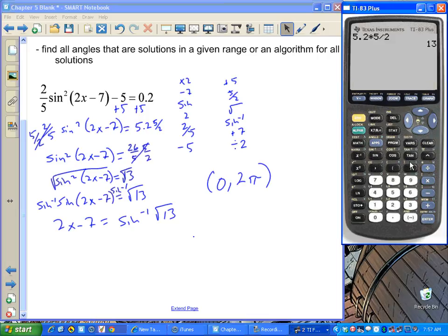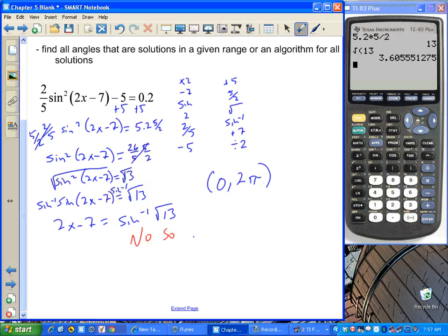I do get 13. Yeah, this one's not working because you can't take the sine inverse of a number that's bigger than 1. And square root of 13 is bigger than 1. It's like 3 point something. Okay, so let's just change this. If you ever get this, you just say no solution, because you can't have a sine that's bigger than 1. So we'll just change it a little bit to make it work.